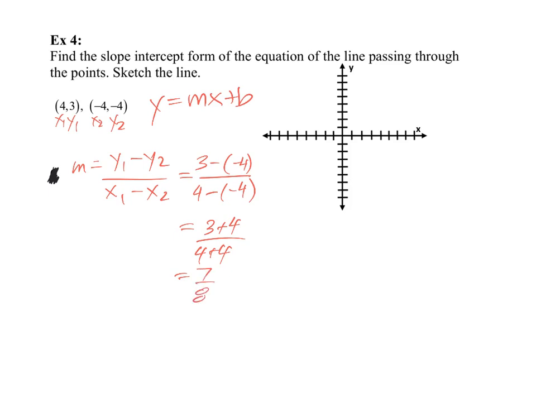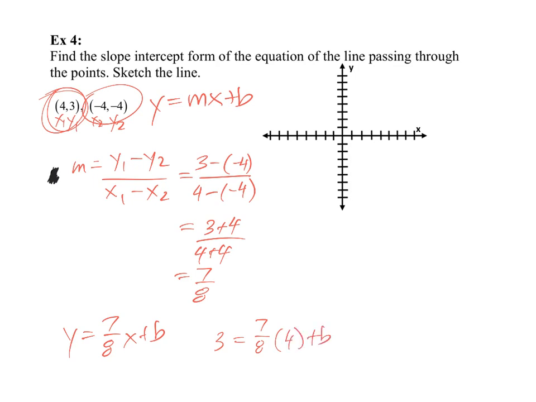Okay, now I could plug that into my equation. All right, but I still have to figure out what b is. How am I going to do that? Well, you just pick one of these 2 points, plug in the x and y values, and you'll solve for b. I'll choose the positive values. So I have 3 equals 7/8 times 4 plus b. You could look at it this way: 4 goes into 4 once, 4 goes into 8 twice. So I get 3 equals 7/2 plus b.